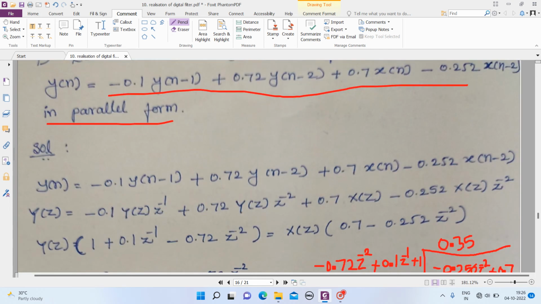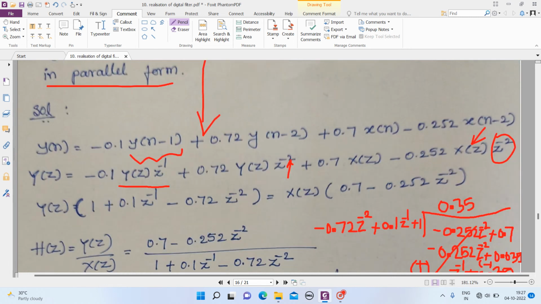The first step is to write the given equation. Thereafter, we have to convert the discrete time equation to the frequency domain using the z transform. So Y of z minus 0.1 Y of z z inverse, since y of n minus 1 becomes Y of z z inverse, plus 0.72 Y of z z to the power of minus 2, plus 0.7 X of z minus 0.252 X of z. So x of n minus 2 means z to the power of minus 2.